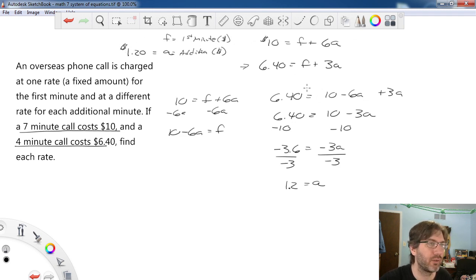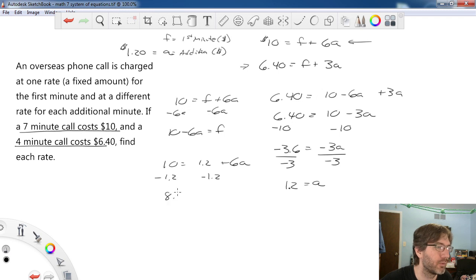Once we get that, we're going to go ahead and plug back into that one. Or you could plug into this if you're confident in how you transformed your formula. I'm going to just plug into this one though. So we get 10 equals F, which is 1.2, plus 6 times A. Again, the parentheses here were not necessary. So we are then going to subtract the 1.2 from both sides. And what is that? 8.8.